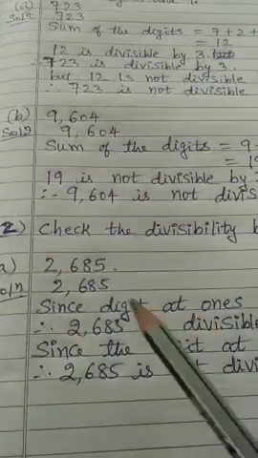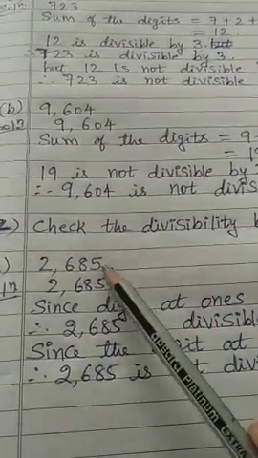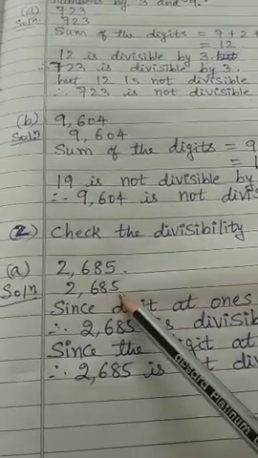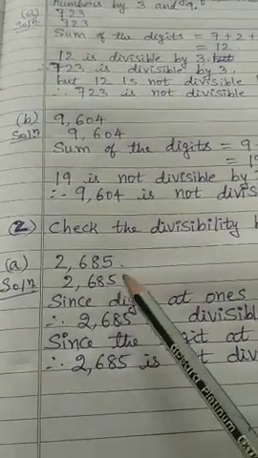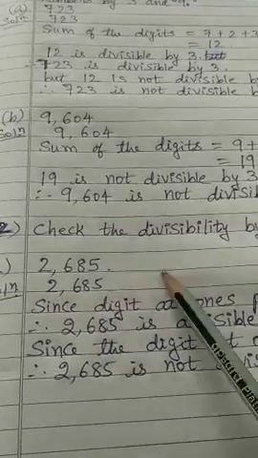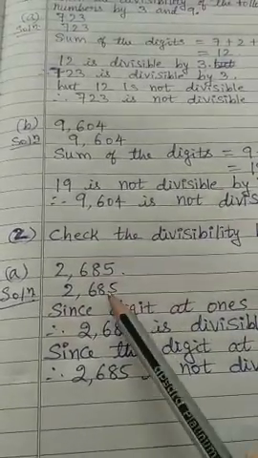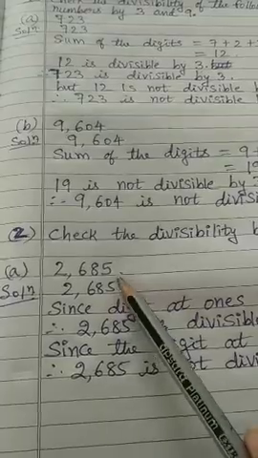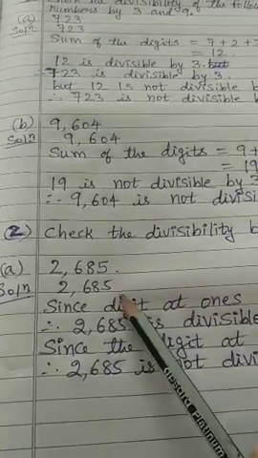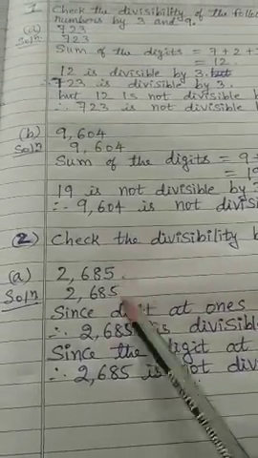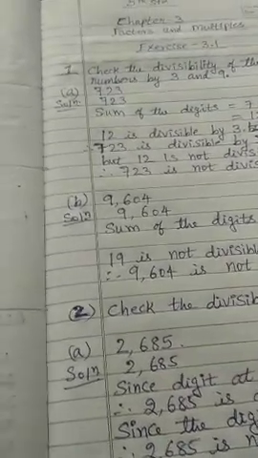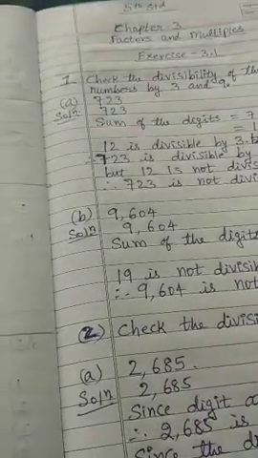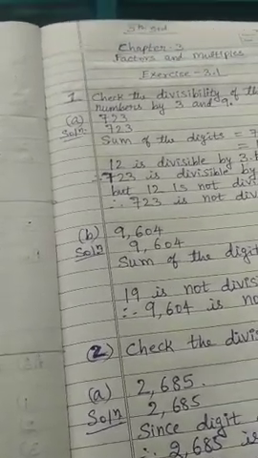5 and 10 also. The only difference is for 5, the digit at ones place must be 0 or 5. Then the given number is divisible by 5. But for 10, compulsory the digit at ones place must be 0 only. Then the given number is divisible by 10. So if you remember this rule, easily you can conclude the divisibility for any given number.